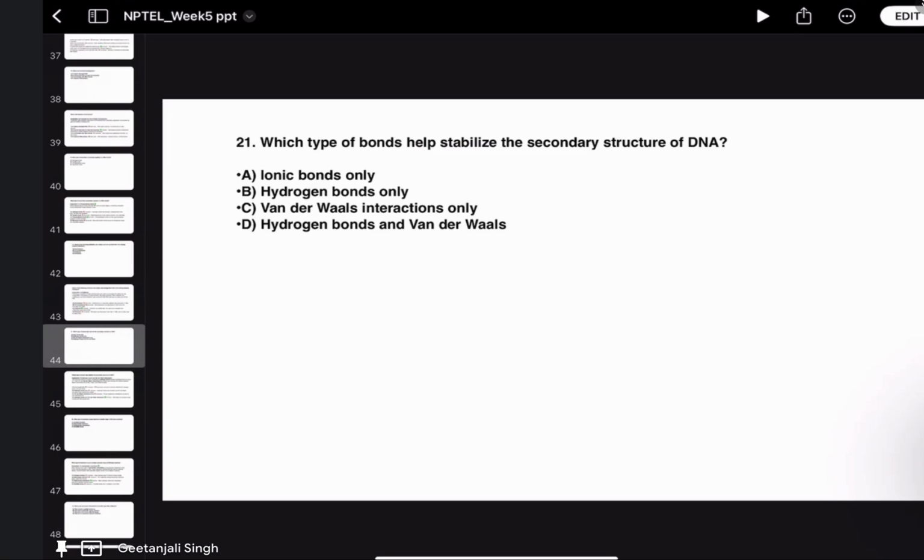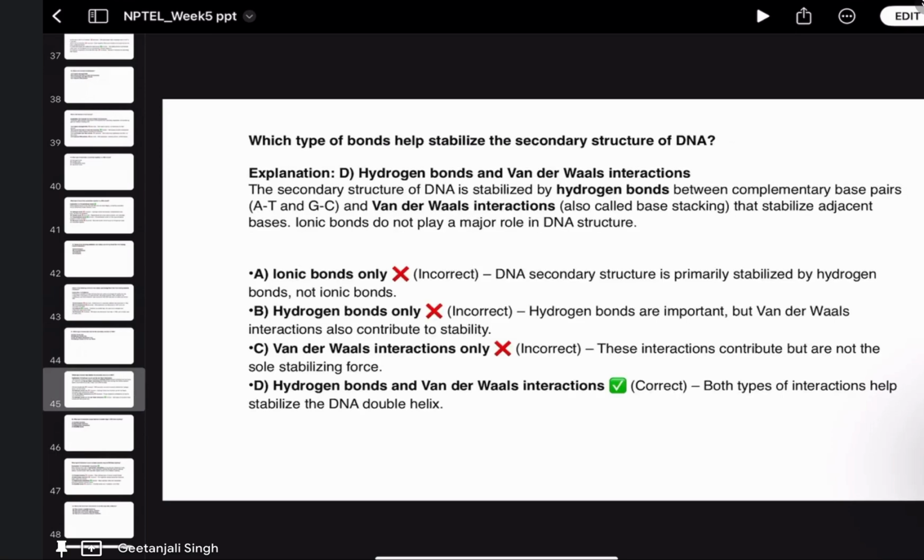Most of the time in MCQs, not all the options are correct, but we have to select the one that's more suitable, more correct. Let's say the correct option is D, hydrogen bonds as well as van der Waals interactions. The secondary structure of DNA is stabilized by hydrogen bonds between complementary base pairs AT and GC, and van der Waals interactions, also called base stacking, that stabilizes adjacent bases.